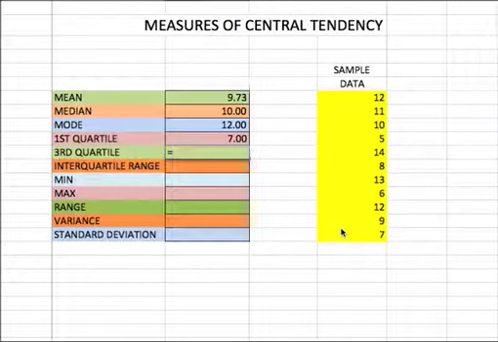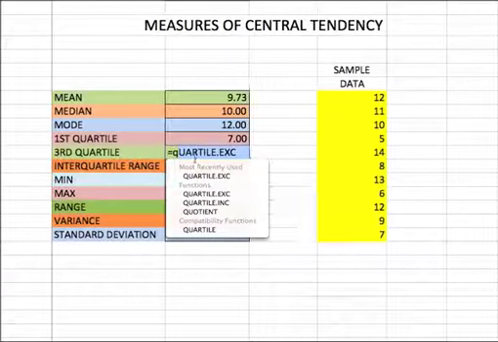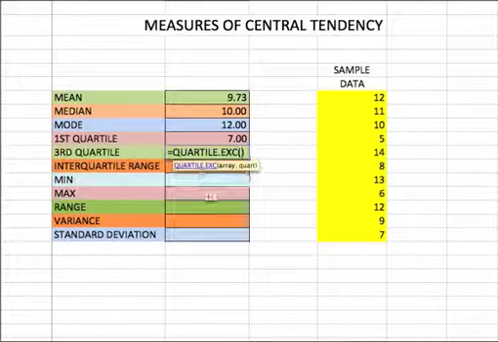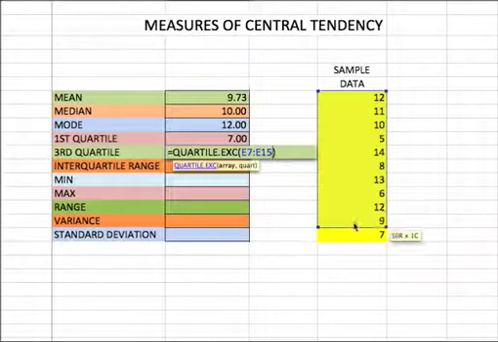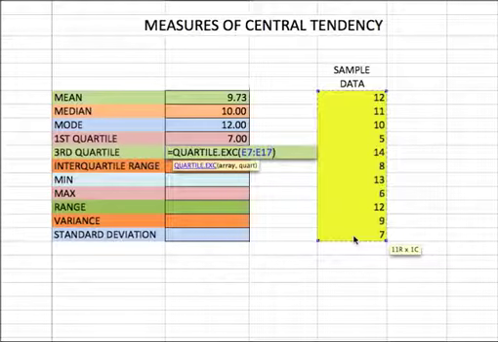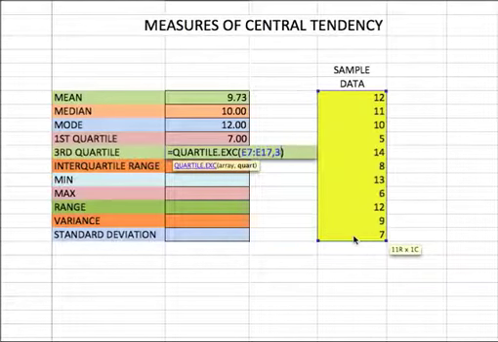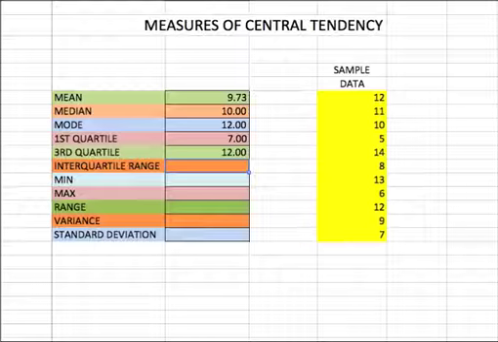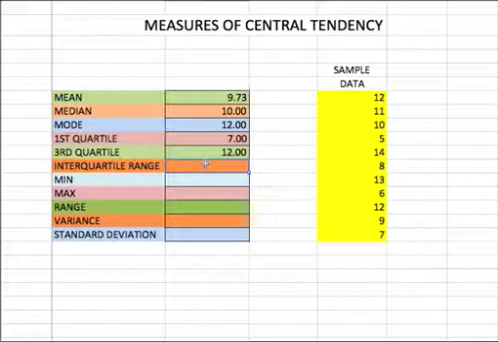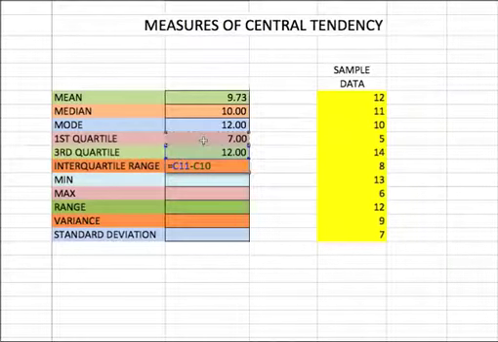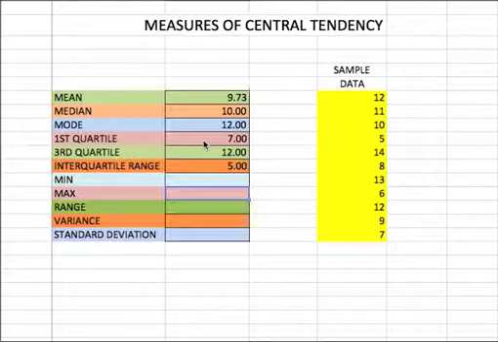For the third quartile, we're going to use the same function that we used before. Highlight that data again, and instead of 1, this time we will put in comma 3, and that'll give us the third quartile. To calculate the interquartile range, all we will do is subtract quartile 1 from quartile 3. So we will say equals, highlight the 12, minus, highlight the 7, and then push enter. And then we will see that the interquartile range is 5.